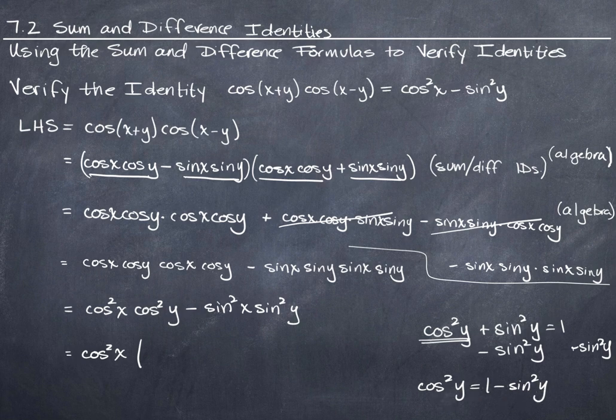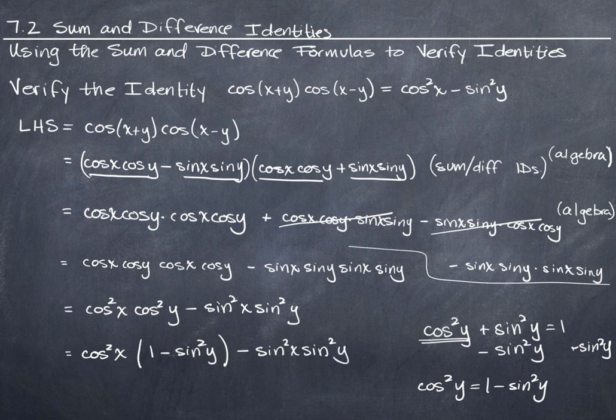So I'm going to replace this cosine squared of y with 1 minus the sine squared of y. It would be tempting to do the same thing here, but I'm not going to do that. And I hope it becomes clear in just a moment why. So I'm just going to rewrite the second term here: minus sine squared of x, the sine squared of y.